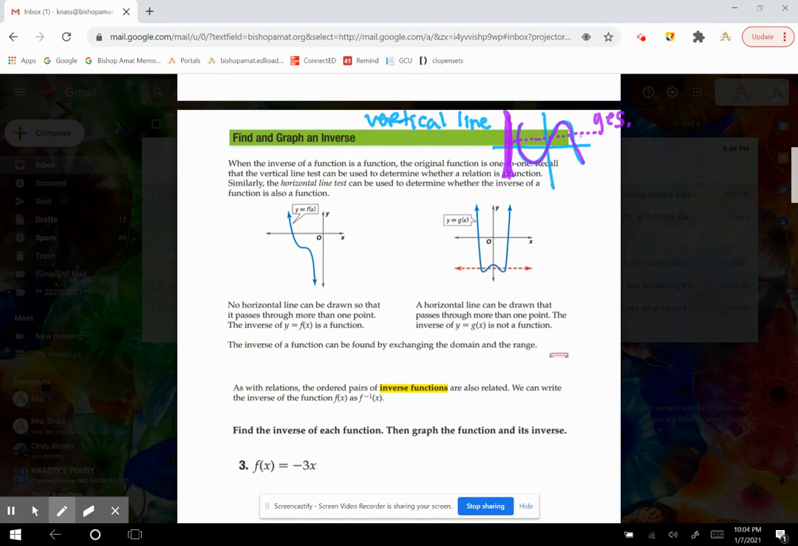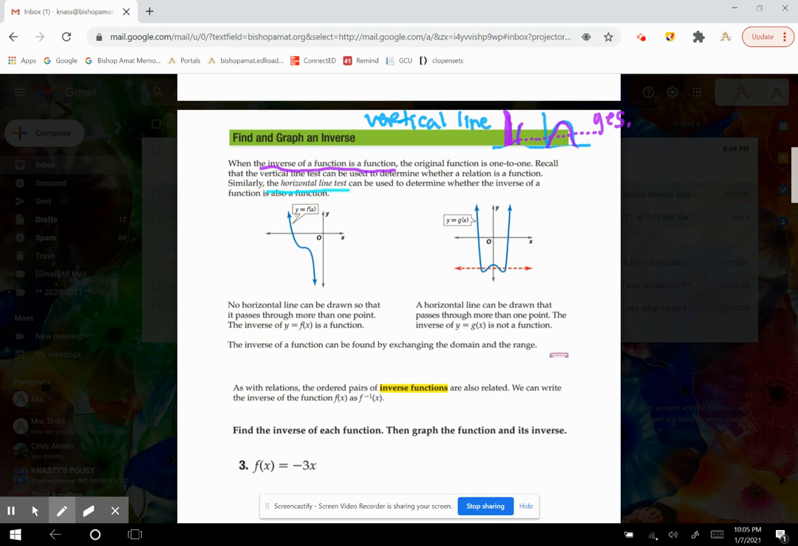Now, if I were to take the inverse of a graph, you wouldn't do the vertical line test anymore, you would do a horizontal line test. This says, when the inverse of a function is a function, the original graph is one-to-one. We learned that all the way back in chapter 1, I believe. Recall that a vertical line test can be used to determine whether the relation is a function. Similarly, the horizontal line test can be used to determine whether the inverse is also a function.